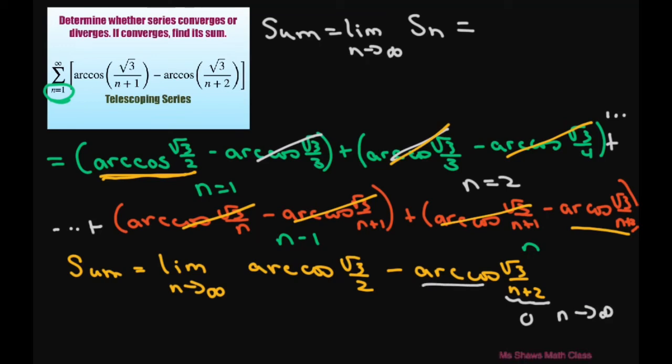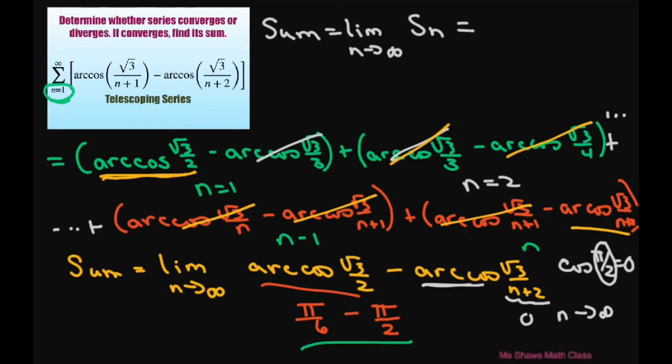So when you're looking at this, what you need to know is that cosine of pi divided by 2 equals 0. So we want this to be pi divided by 2 because we're dealing with the inverse functions. So this one's going to be pi divided by 6 minus pi divided by 2. Therefore, when you simplify this, this is going to be pi minus 3 pi divided by 6 when you get the common denominator, which equals negative 2 pi divided by 6. So your sum equals negative pi divided by 3.